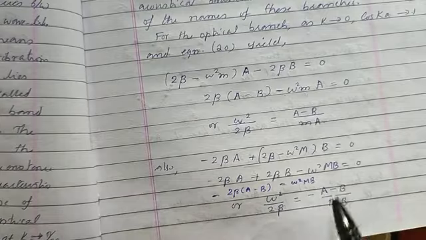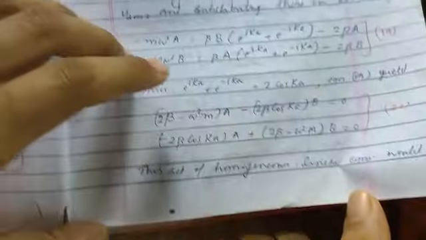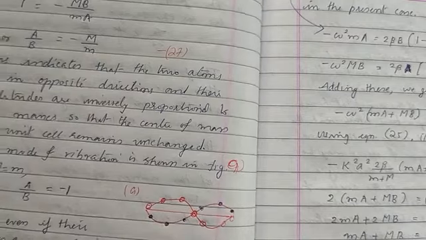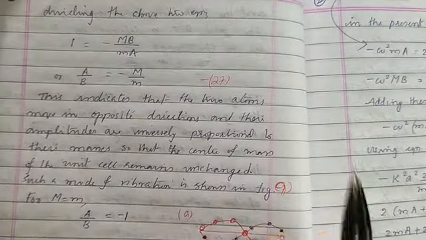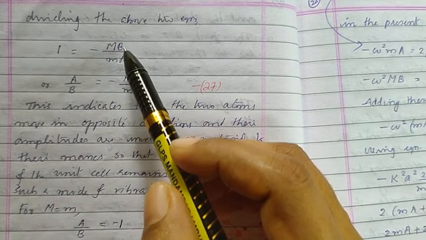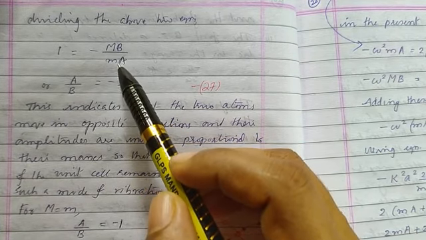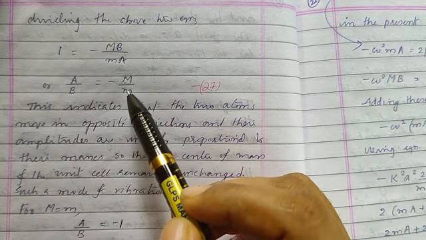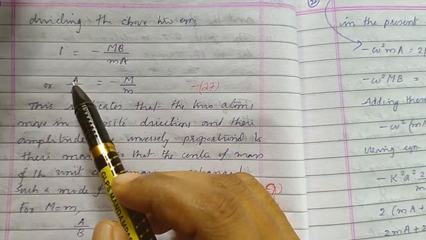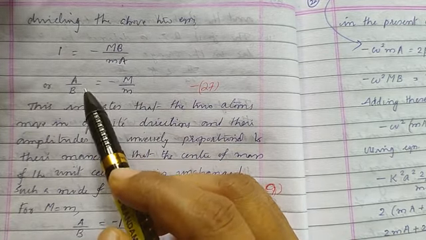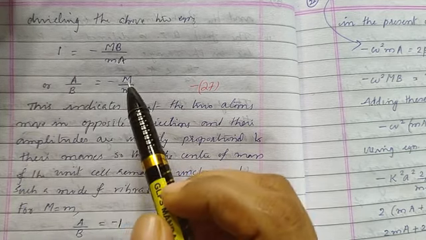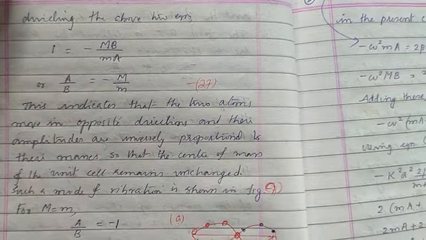And if we divide these two expressions that follow from these two equations, we will get minus M by m. So this means A by B is equal to minus M by m. Here A is the amplitude of oscillations of mass small m, and B is the amplitude of oscillation corresponding to capital M.